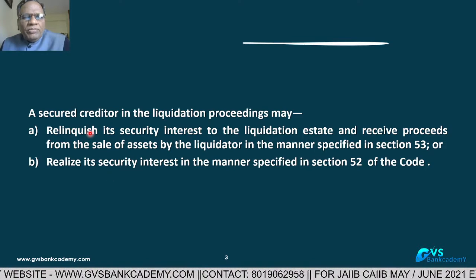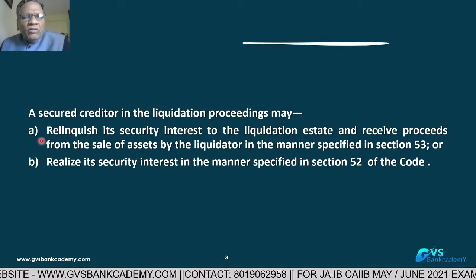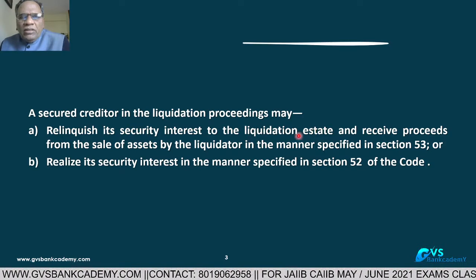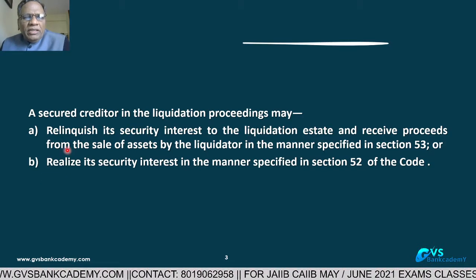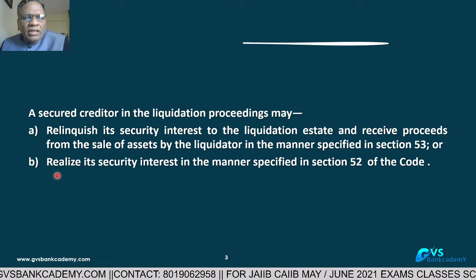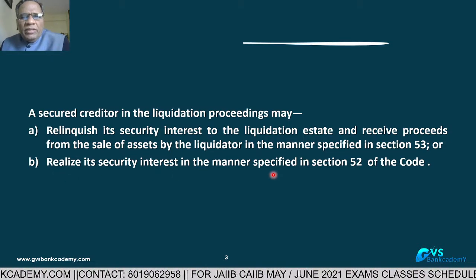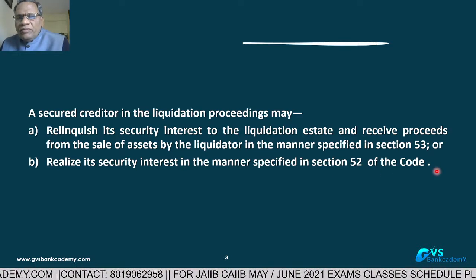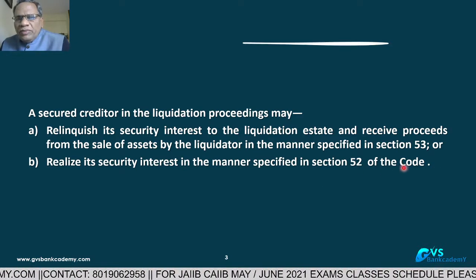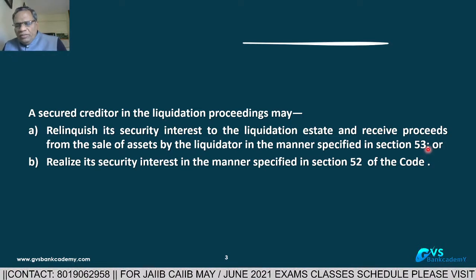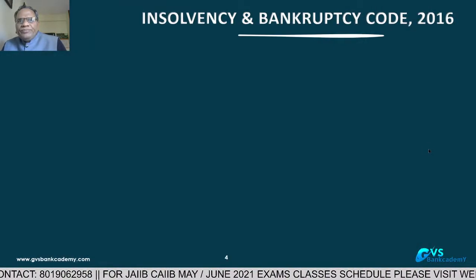So there are two options for the secured creditor. One, he can go along with the liquidation process along with the liquidator. Otherwise, separately the secured creditor can realize its security by selling in the market in the manner specified under section 52. This is IBC code section 52 and 53. Now the question is given under 53. Now we are going to see.